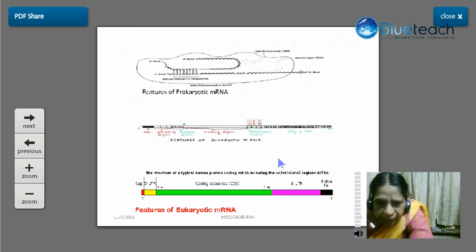Now this slide shows, in the upper diagram, a prokaryotic messenger RNA having a Shine-Dalgarno sequence at the 5' end, which helps in correct orientation of messenger RNA on the smaller subunit of ribosome by making hydrogen bonds between purine and pyrimidine nucleotides. This is eukaryotic messenger RNA, and this is also eukaryotic messenger RNA, showing the cap on the 5' end, the tail on the 3' end, and the non-coding region followed by the initiator codon. Then there is the coding region, then there is the termination codon.